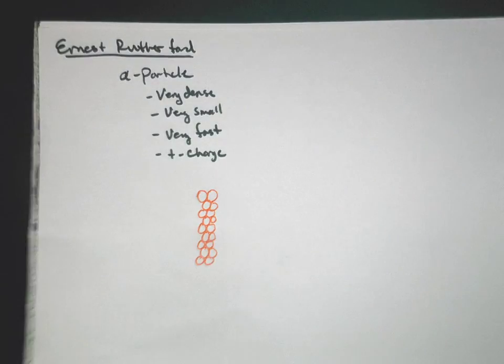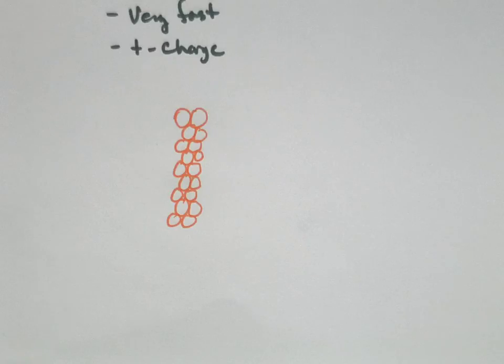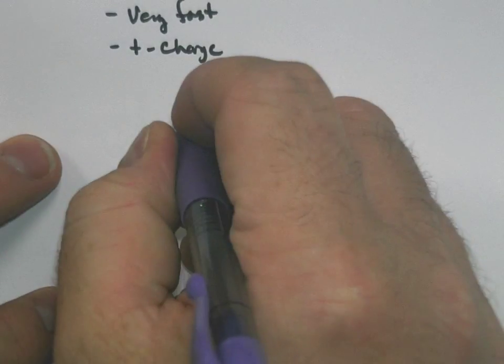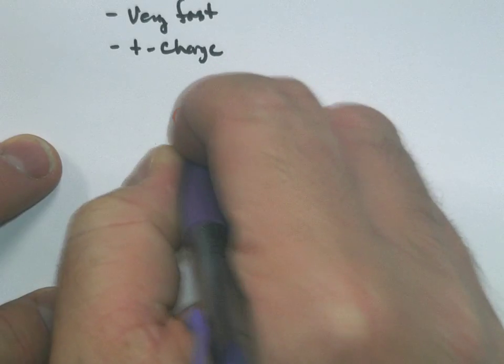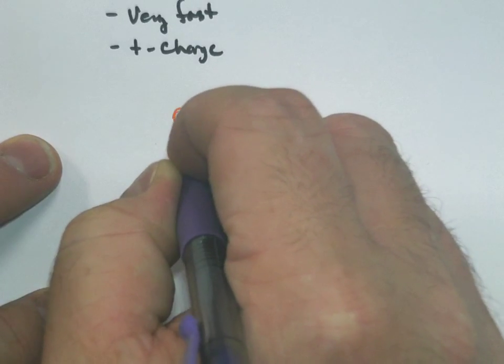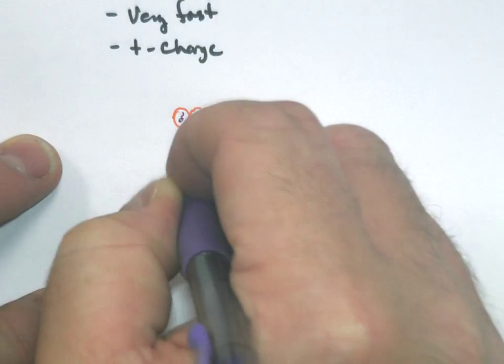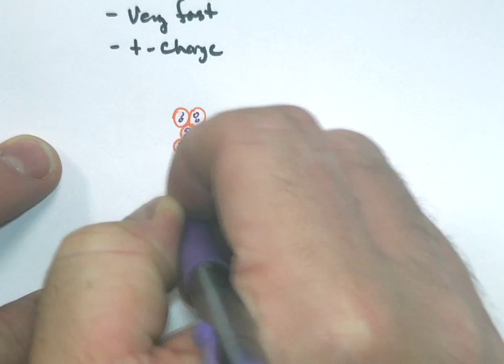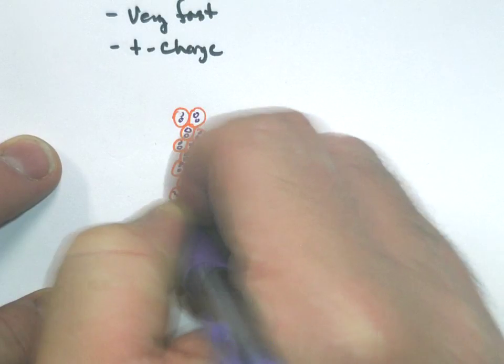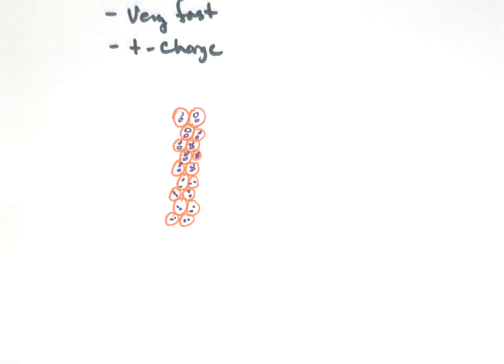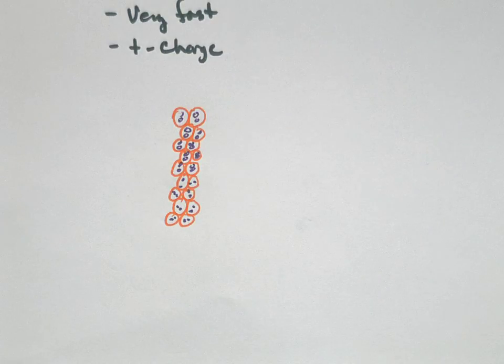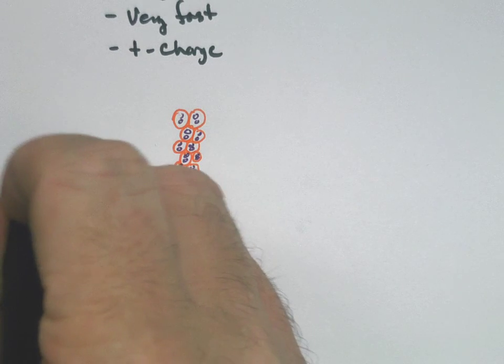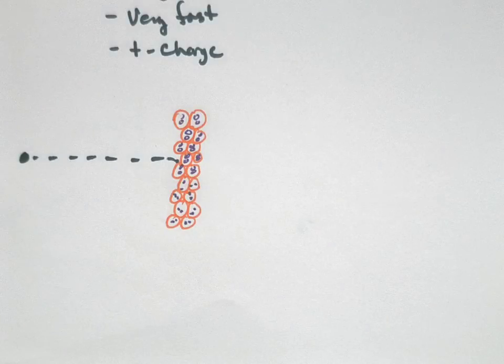Here's our series of gold atoms, and from our understanding of the Thomson model, inside there were these electrons. So inside the gold atoms we have these electrons. Mind you, this is Rutherford dealing with the previous model of the atom. You guys follow me there? And he was shooting an alpha particle at it. Pew, pew.